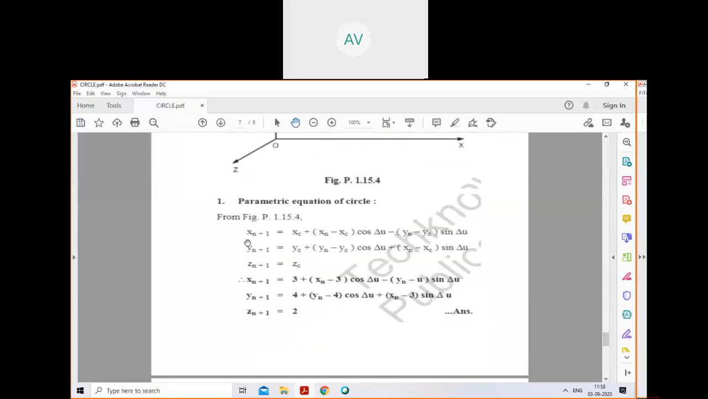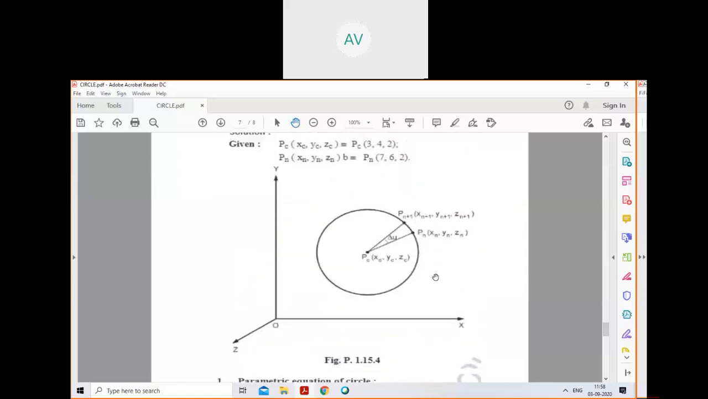For that you have to remember the parametric equation of the circle. Using the recursive method formula is the best, because using the previous point you can calculate the next point.